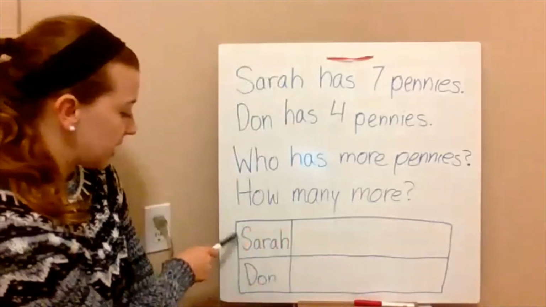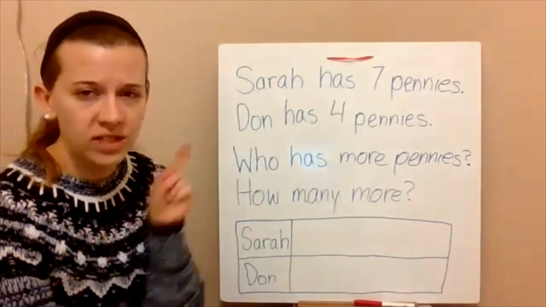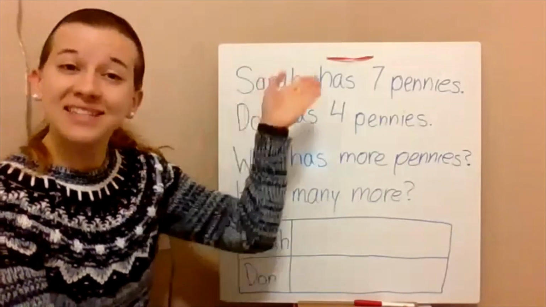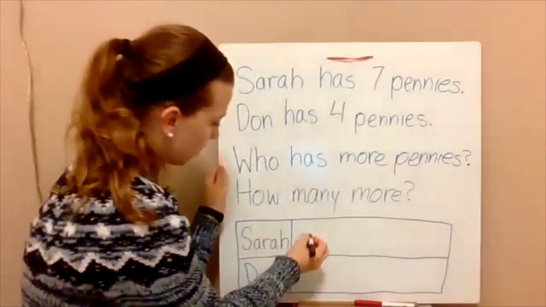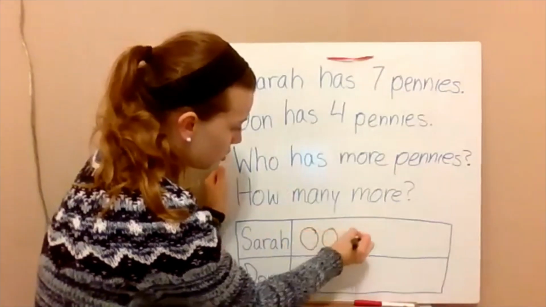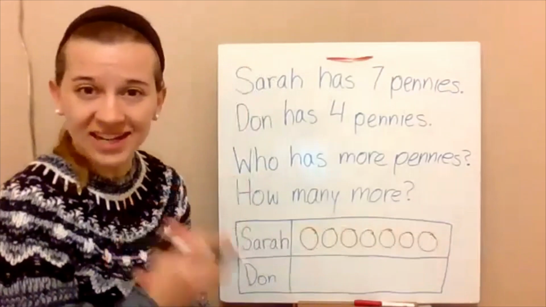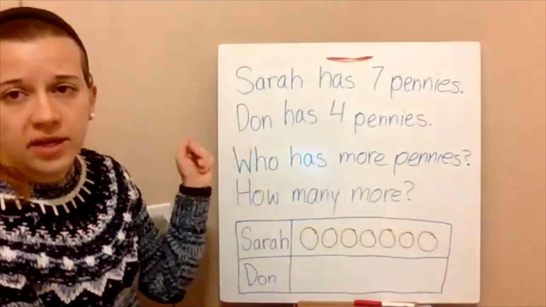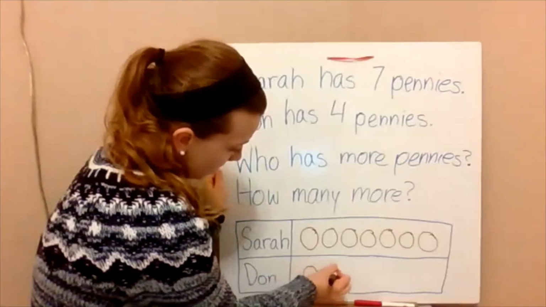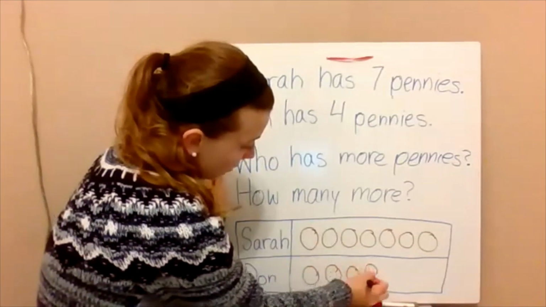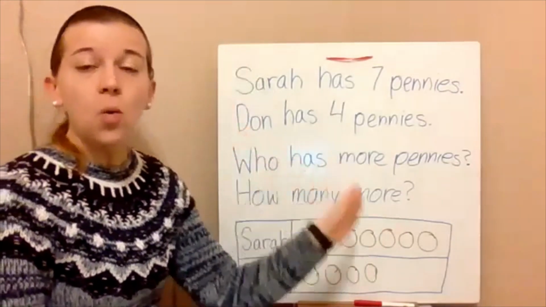Okay, so I have Sarah and Dawn right here on this chart. How many pennies does Sarah have? What did the story say? 7 pennies. So we're gonna draw 7 pennies. We're just gonna draw circles. All right, so 1, 2, 3, 4, 5, 6, 7. Good. And then Dawn has how many? 4 pennies. Then we'll draw 4. 1, 2, 3, 4.